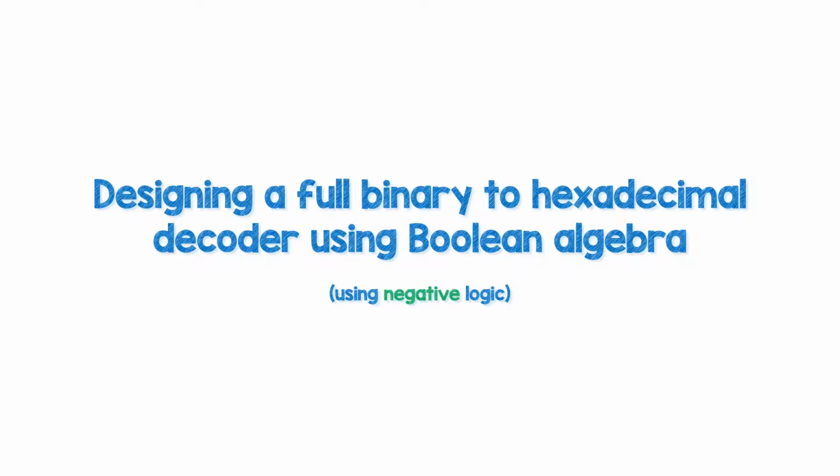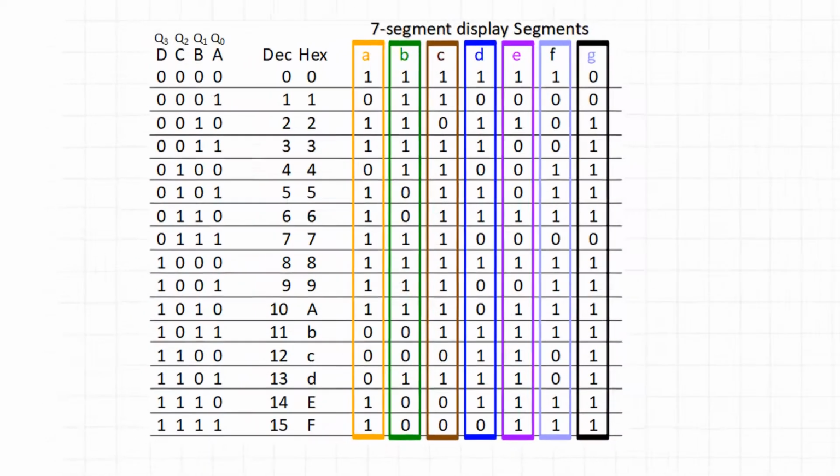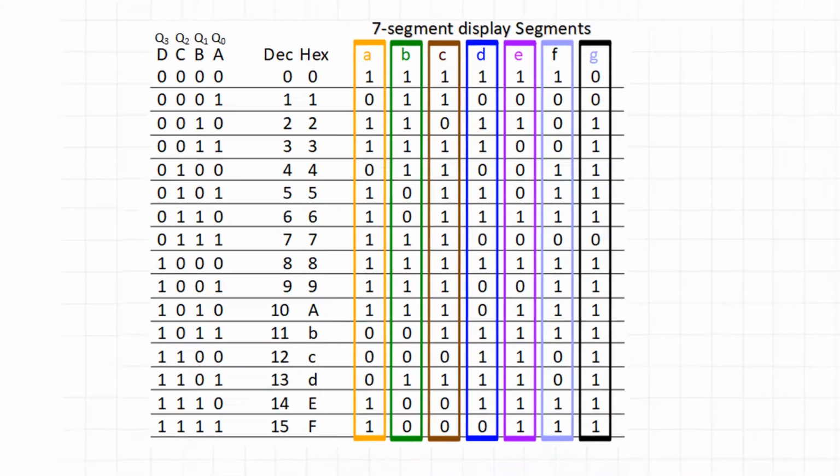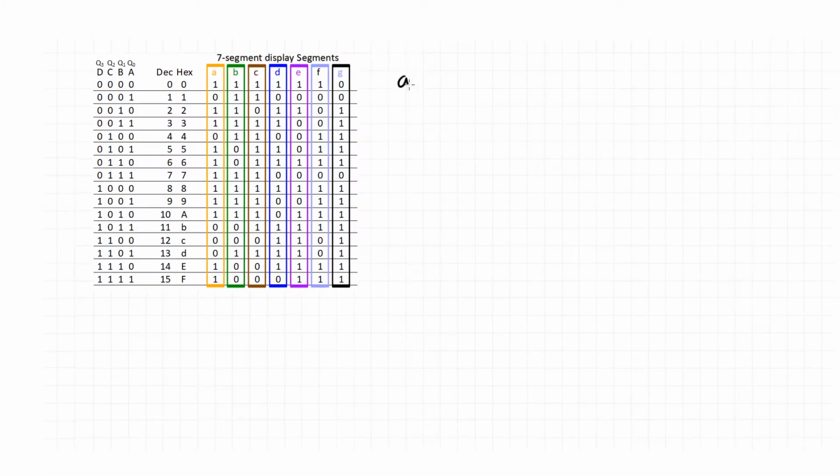Now we're going to design a full binary to hexadecimal decoder using Boolean algebra and using negative logic. So we're looking for when the output is low because it's often more efficient and quick. So this table shows us when the segments are lit or not lit for all counts from 0 to 15. And we're going to use negative logic. We're going to focus on when the outputs are low because there's less cases to deal with and less Boolean expressions. So for not A is these 5 states, whereas there was loads more when A was high.